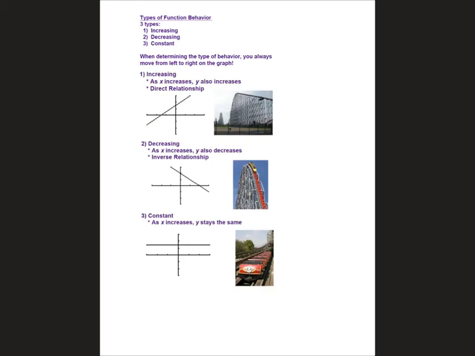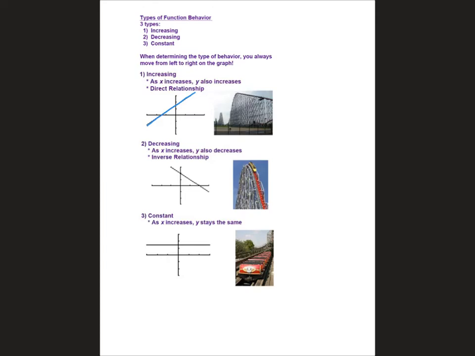So it's important to consider the different types of function behavior. Those 3 types include increasing, decreasing, and constant. When determining the type of behavior, you're always going to want to move left to right on the graph. In regards to increasing, this takes place when x gets bigger. You can see that my y values are also getting bigger. You can see here, this linear graph shows an increasing section because it has a positive slope. There is a direct relationship between x and y. As x gets bigger, so does y.